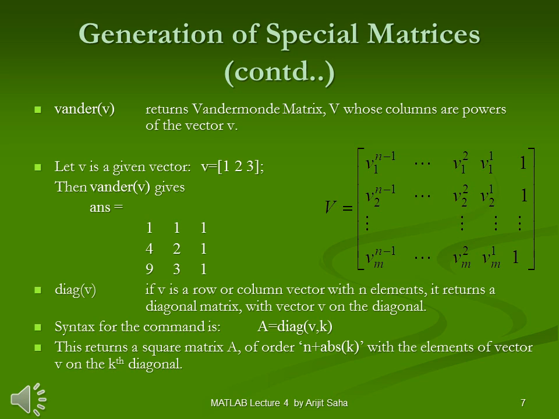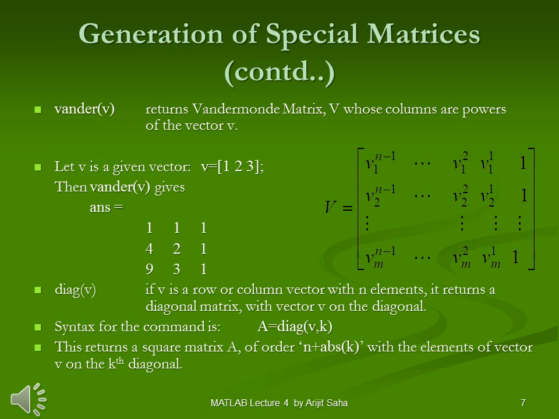An important function is vander(V). What is Vander? Vander means Vandermonde matrix, we all know. It returns a matrix whose columns are powers of the vector V. Let V be a given vector [1 2 3]. So vander(V) gives [1 1 1; 4 2 1; 9 3 1]. You can understand that it is V to the power n minus 1, V to the power n minus 2, and like this it goes on.